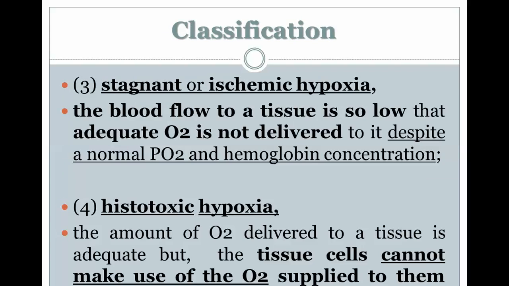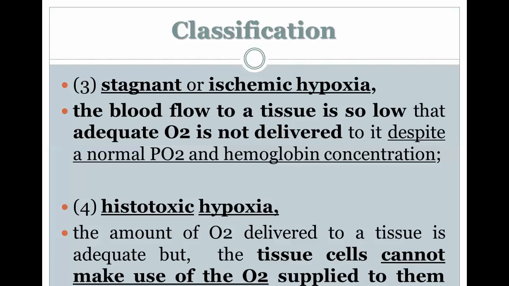Stagnant hypoxia, the blood flow to the tissues is low, either generalized cardiac output, or localized stenosis or embolism, despite a normal PO2 and hemoglobin. So hypoxic hypoxia is the problem only in the PO2. But cardiac output is normal, hemoglobin is normal, carrying capacity is normal, everything is normal. The problem is in the what? In the PO2. It's hypoxic hypoxia.